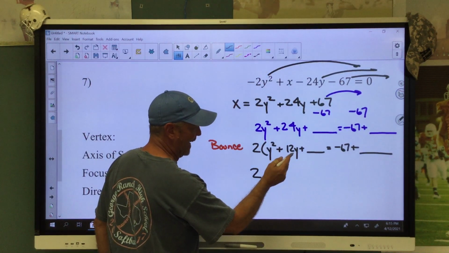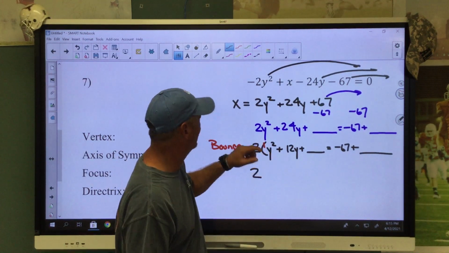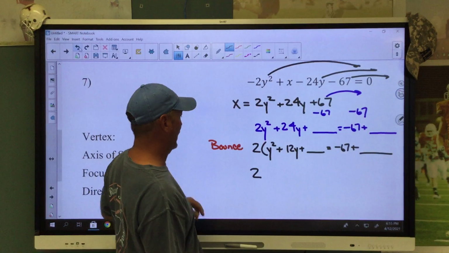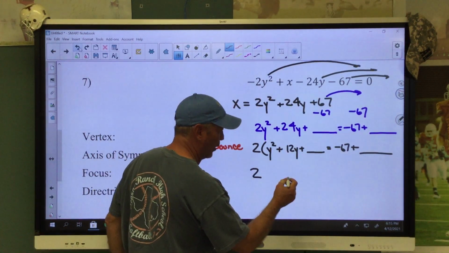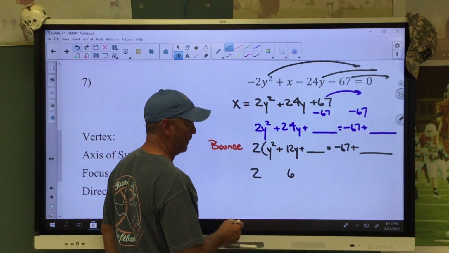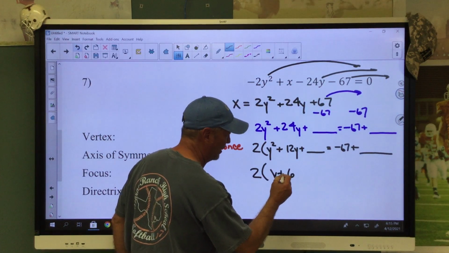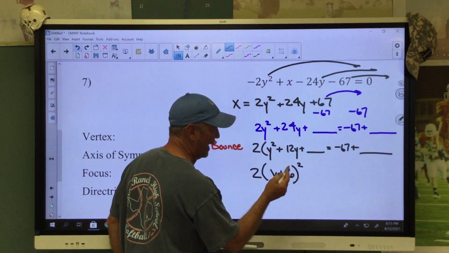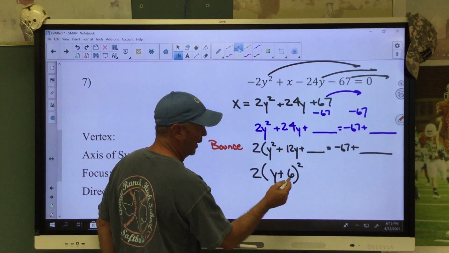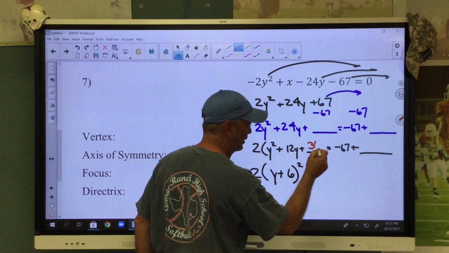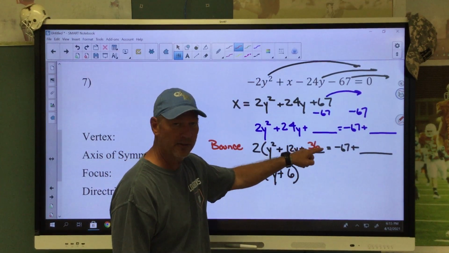I'm going to ask you to take half of your b value. This is my a value, but half of b. So we're going to say half of 12 is 6. So we're going to take half of 12, and we're going to go y plus 6, parentheses squared. We're going to take half of 12 and get 6, and then we're going to ask you to square it and get 36. Half of your b, and then square it.